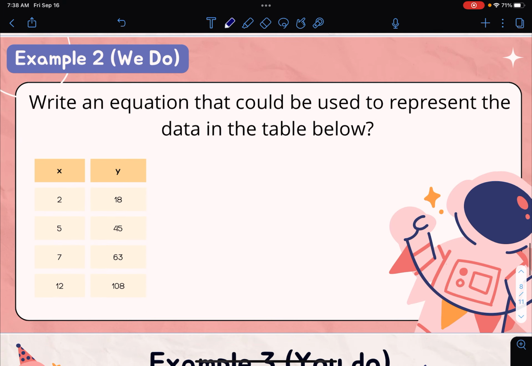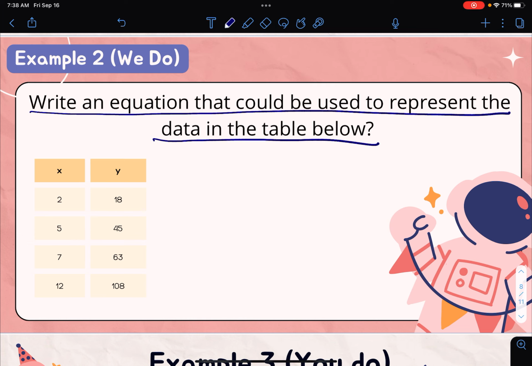Let's look at our second "we do." It says write an equation that could be used to represent the data in the table. So again, we're writing an equation, but now we're using the data in our table. We are going to write it in y equals mx form, but we have to find our k first. Remember, to find k, you have to do k equals y divided by x. So we're going to do that to figure out what our constant is.